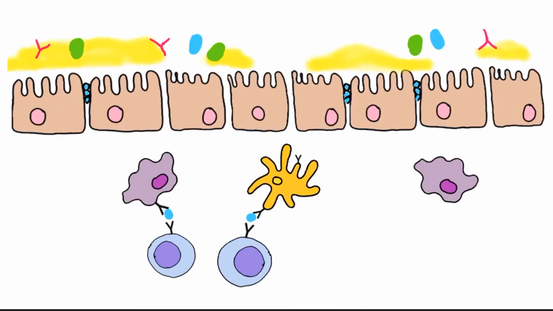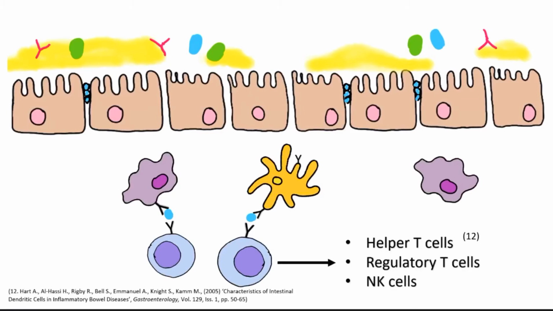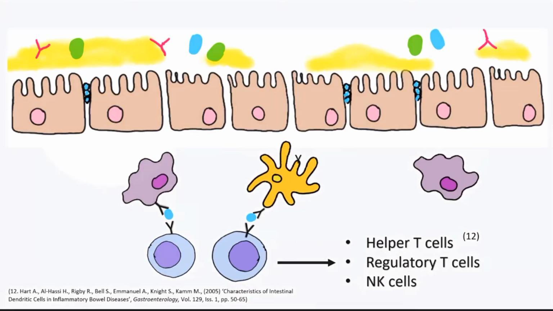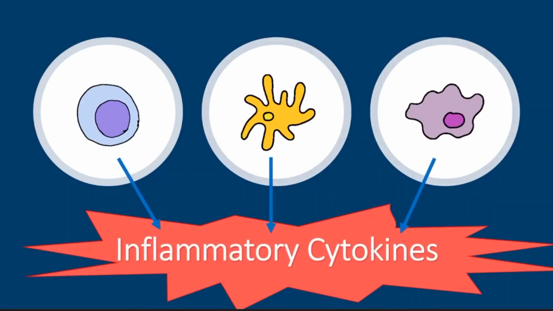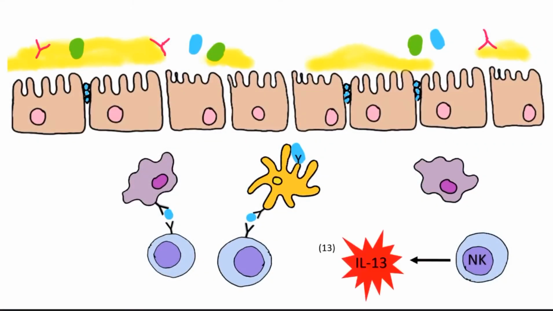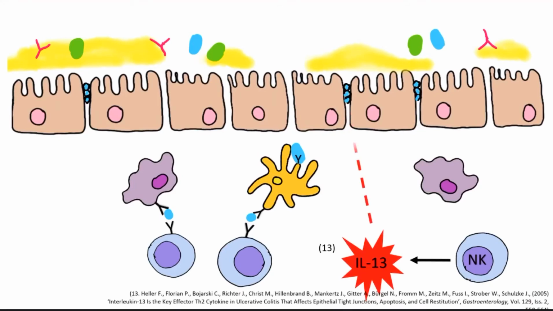The stimulatory capacity of dendritic cells has been shown to be increased in ulcerative colitis, along with an increase in the number of these cells. Activation of naive T cells results in their differentiation to helper and regulatory T cells, along with the recruitment of natural killer T cells to the area. Once activated, these cells will produce inflammatory cytokines, such as IL-13. IL-13, produced by natural killer cells, is of particular significance in ulcerative colitis as it exerts cytotoxic effects against epithelial cells, including induction of apoptosis and alteration of tight junction composition, further perpetuating the increased permeability.